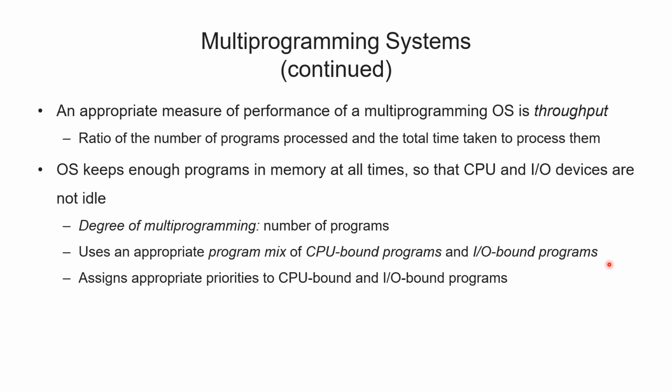Appropriate program mix is where we divide the programs into two kinds: CPU bound programs and IO bound programs. In a CPU bound program, the CPU computations are more and IO operations are very few. In an IO bound program, the IO executions are more and CPU executions are very few. After dividing, depending on the requirement, the resource will be allocated to the CPU bound program and the IO bound program. And how do we allocate that resource to the request?